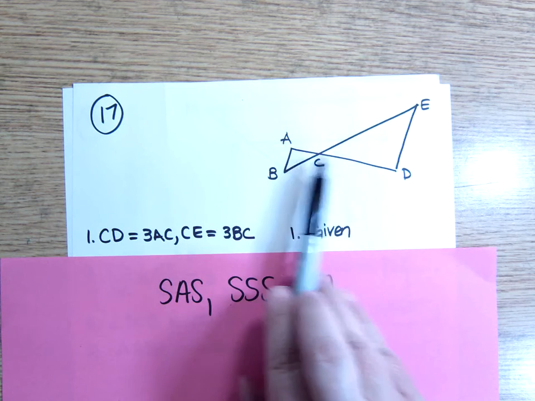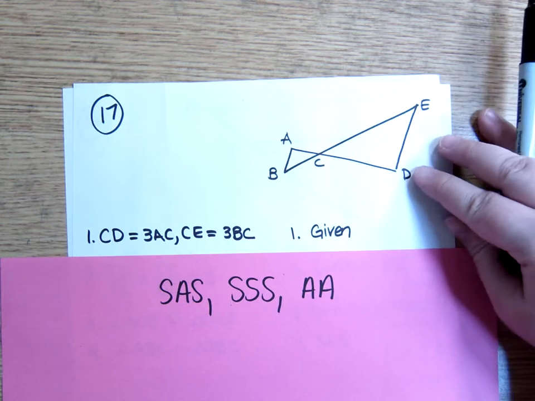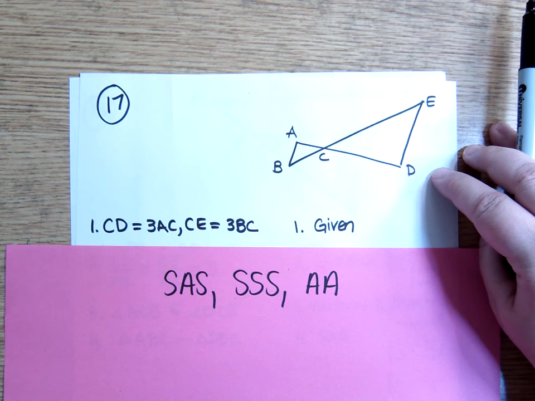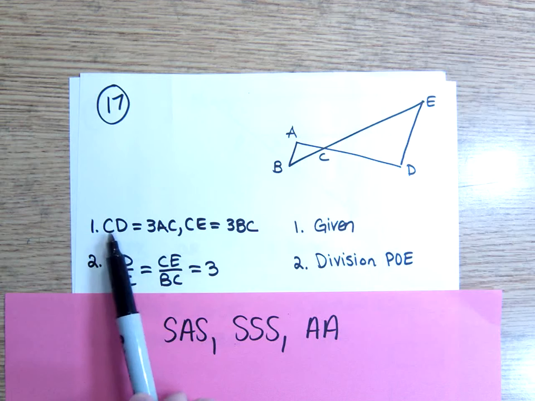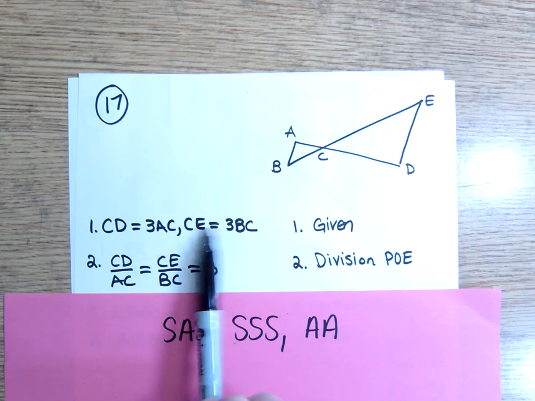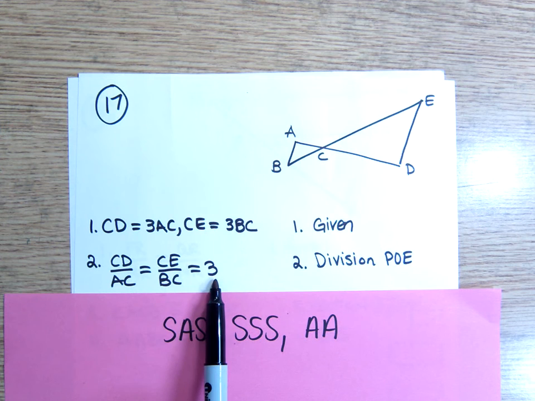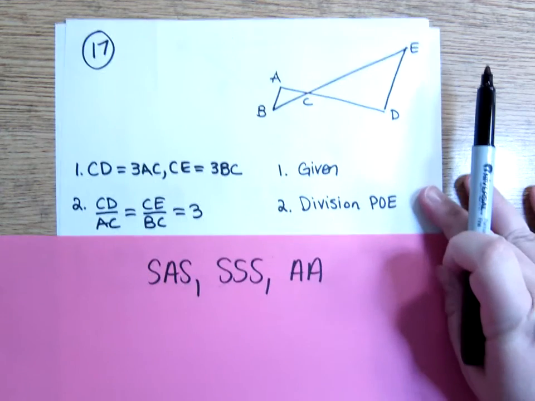if this is 3 times as big as that, and this is 3 times as big as that, they're proportional. The next step is really just showing that, pointing out that they're the same proportion. So I made a proportion. I divided both sides by AC here to show that CD over AC is 3. Divided both sides by BC here to show that CE over BC was also 3. And since I divided both sides in both of those cases, that's division property of equality. So I've shown that they are proportional.